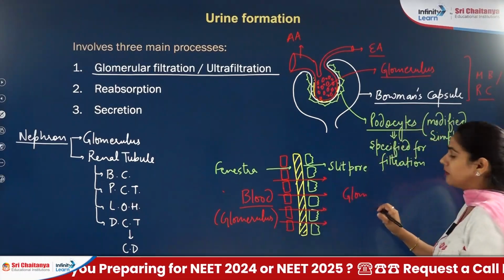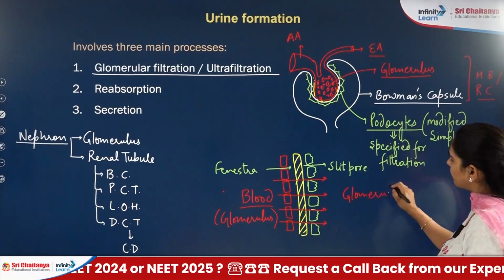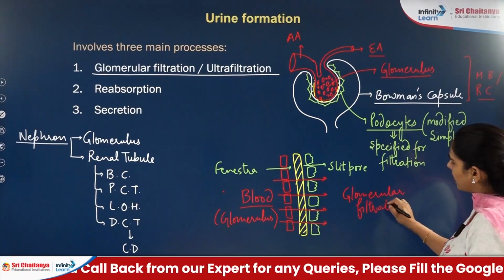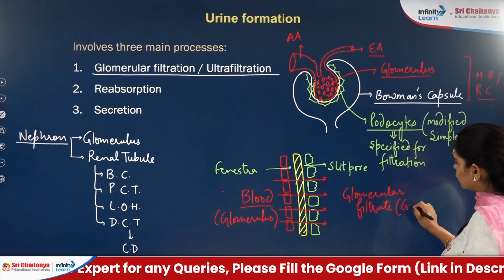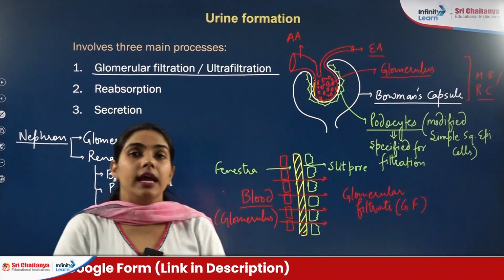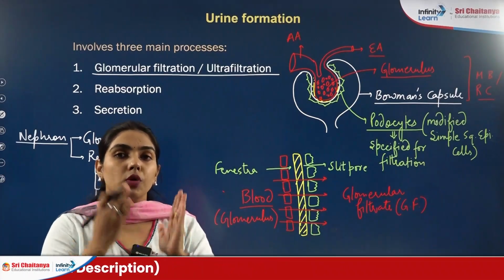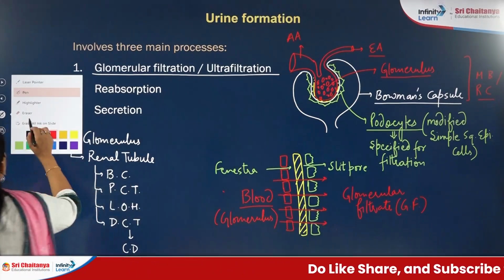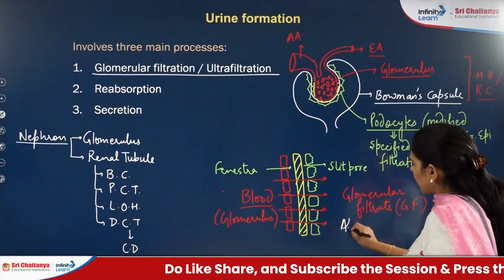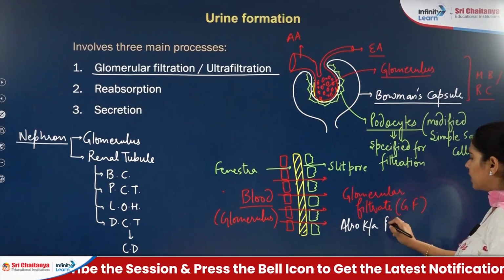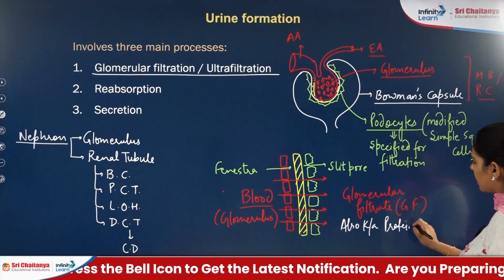This filtrate will be called glomerular filtrate. GF, glomerular filtrate it is, right? It can also be called protein-less plasma. I will tell you why it is known as protein-less plasma. Glomerular filtrate is also known as protein-less plasma.